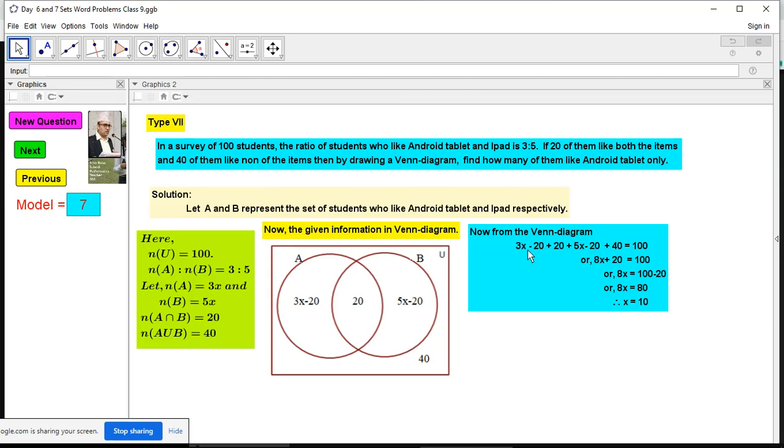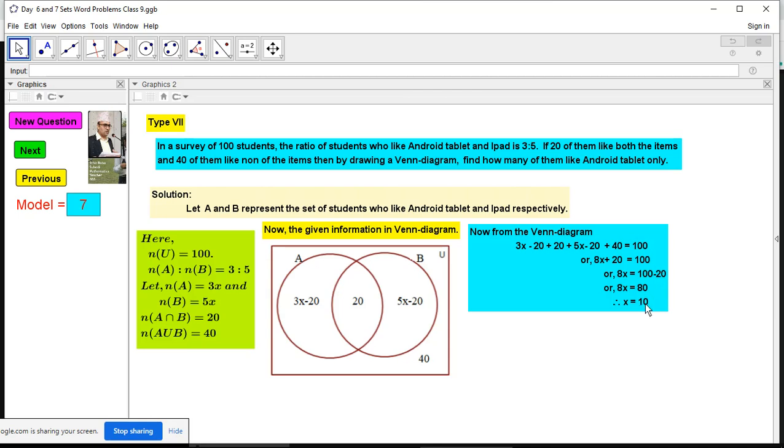Now, in the previous classes also I have mentioned, if you have already shown the information in a Venn diagram, then without using a formula also you can solve from the relation. Means 3x minus 20 is this part and 20 is this part, 5x minus 20 is this part, and 40 is this part, whole 100 is this part, the union. So 3x minus 20 plus 5x minus 20 plus 40 equal to 100.